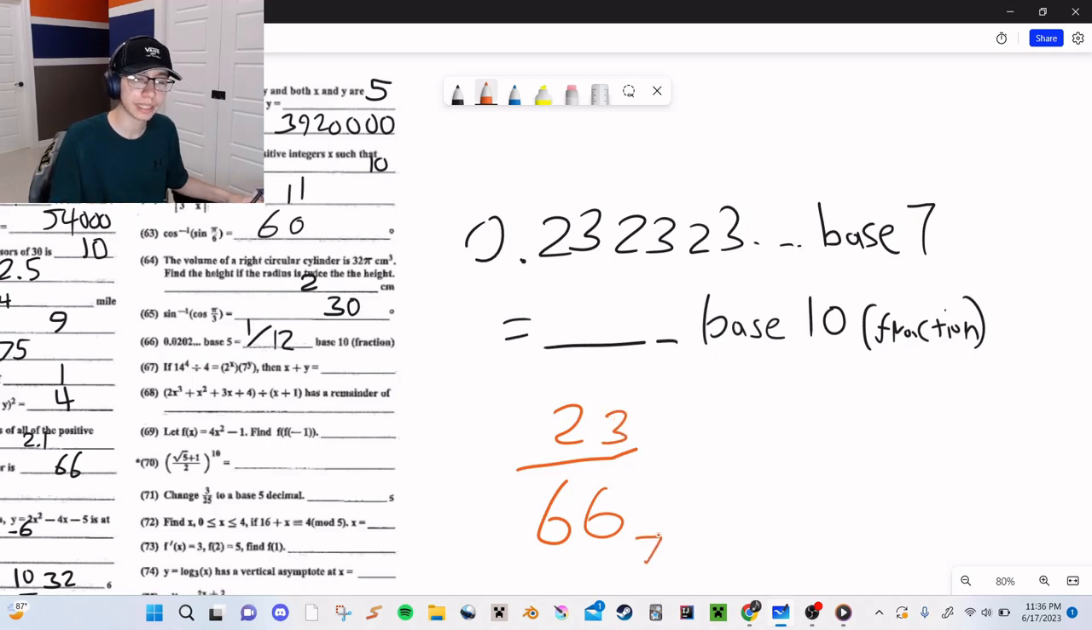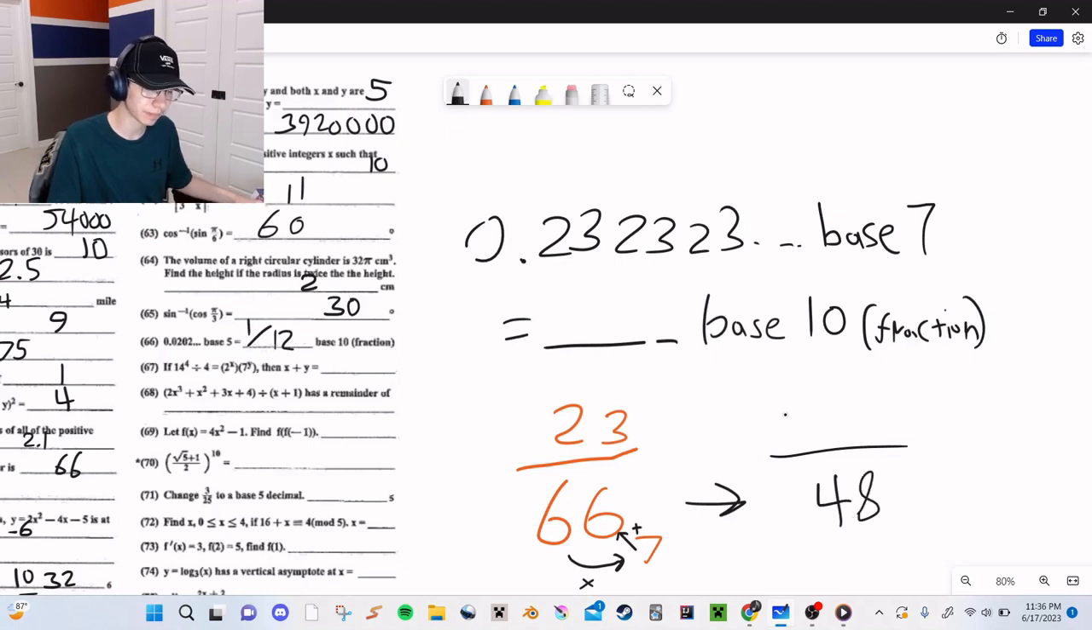But this fraction's in base 7. I want it in base 10. So let me change the numerator and denominator to base 10. Let's start with the denominator. Let's do our trick. 6 times 7 plus 6. 6 times 7 is 42 plus 6 is 48. So 48 would be my denominator here.